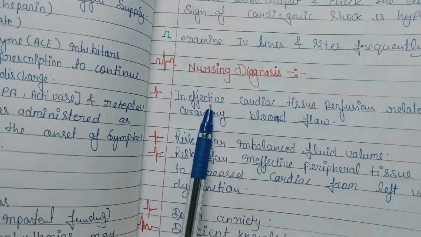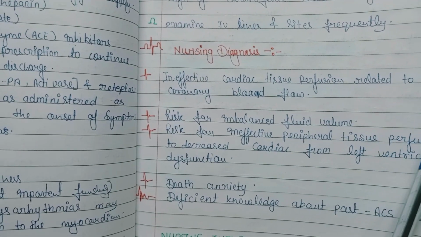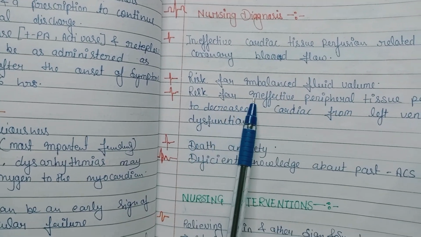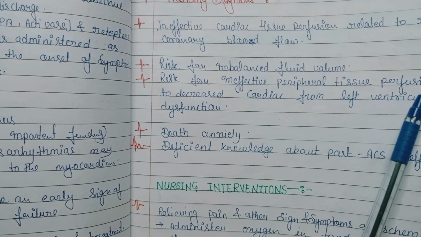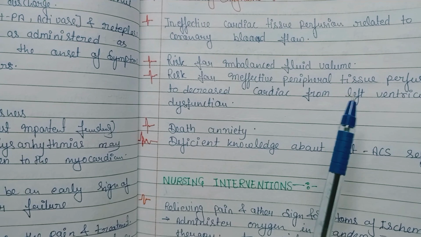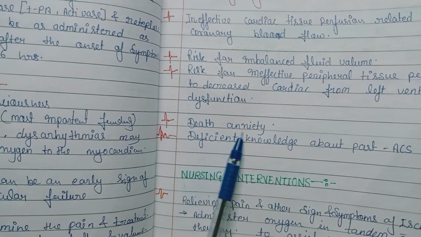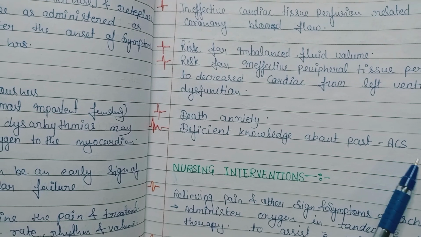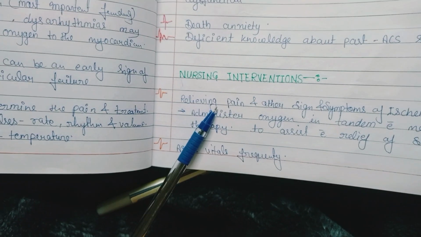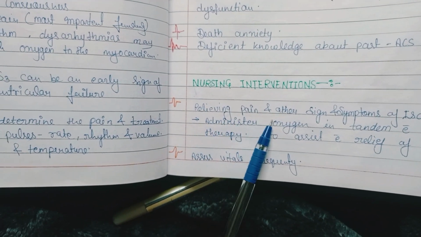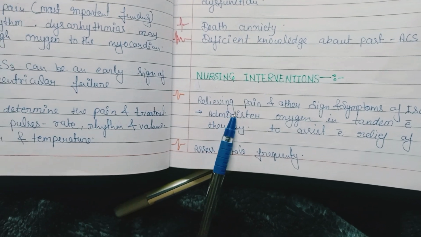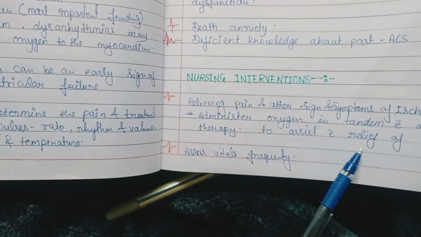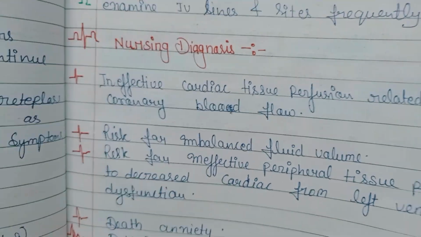Nursing diagnoses. Ineffective cardiac tissue perfusion related to reduced coronary blood flow, risk for imbalanced fluid volume, risk for ineffective peripheral tissue perfusion related to decreased cardiac output from left ventricular dysfunction, death anxiety, deficient knowledge about post-ACS self-care. Nursing interventions include relieving pain and other signs and symptoms of ischemia, administering oxygen in tandem with medication therapy to assist with relief of symptoms, and assessing vitals frequently.